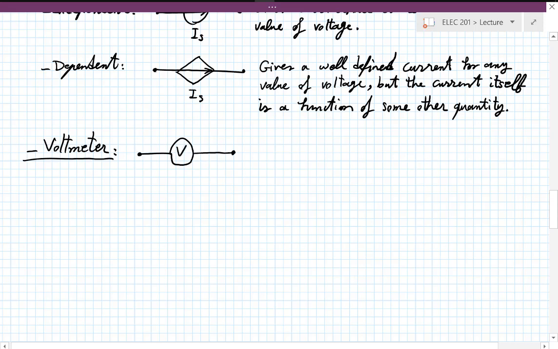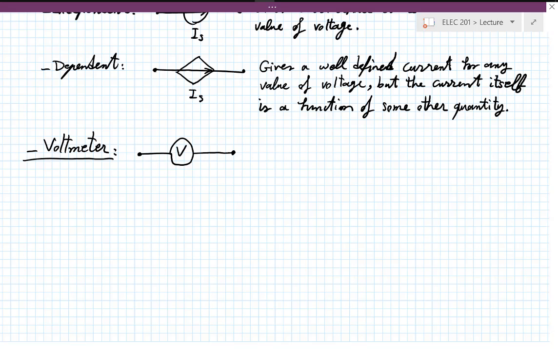A voltmeter is indicated by a sign V in the circuit. So a voltmeter could be the simplest handheld voltmeter. It could be a fancy multimeter that has multiple functionalities: voltmeter, ammeter, ohmmeter. It could be something more elaborate, like an oscilloscope. An oscilloscope is, in fact, a voltmeter.